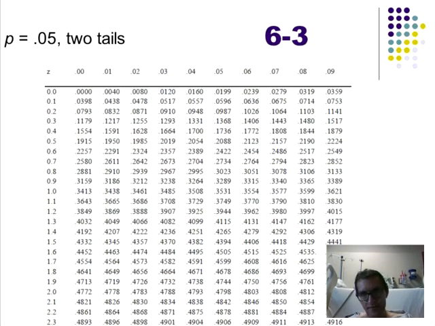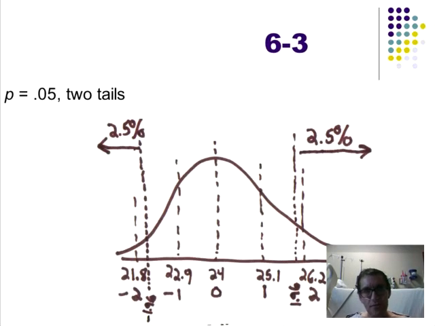This 0.475 corresponds to a row of 1.9 and a column of 0.06. Therefore, the scores that separate the top and bottom 2.5% are positive 1.96 and negative 1.96. Now, these are going to be important numbers coming up in the next chapter or two, and they'll start to become familiar, okay?